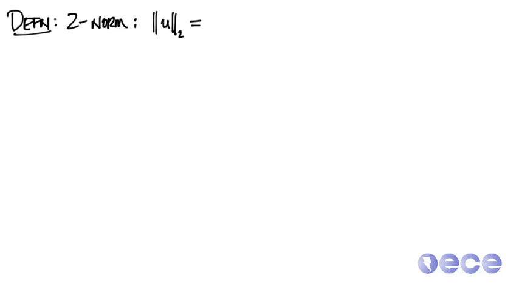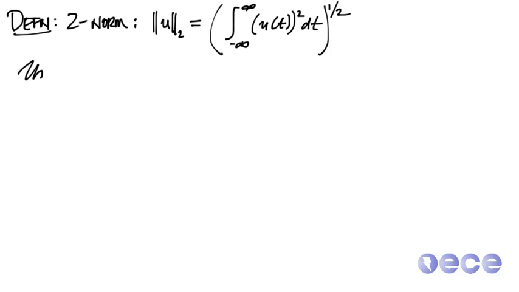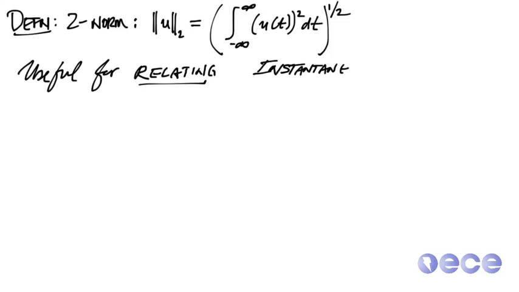So what's the 2 norm? Well, previously we defined it using the summing operator. Now we're going to define it using the integral. So here we're going to integrate u of t squared dt and then take the square root after we've finished with the integration. So we can use the 2 norm for relating instantaneous power and instantaneous energy.